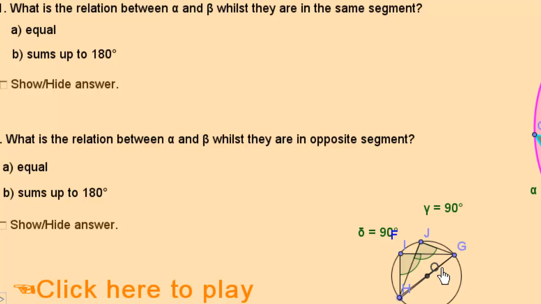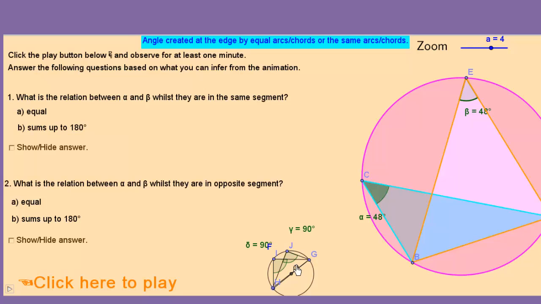We shall look at how we use this to solve questions in the next video. But for now, see whether you can answer the following question. What is the relation between alpha and beta whilst they are in the same segment? The answer is that whilst they are in the same segment, their values are equal. Then also, what is the relation between alpha and beta whilst they are in opposite segments?